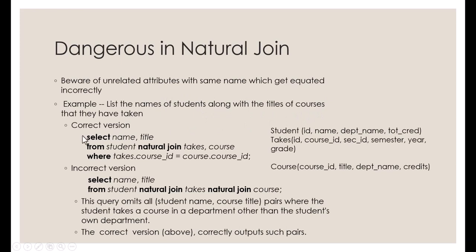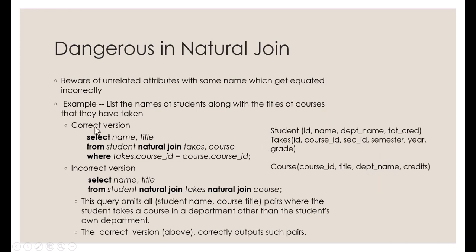So here we're looking for the list of names of students along with the title of courses they have taken. So the correct version here, so we're looking at 3 tables here, not 2. We have student, takes, course. So this ID is the ID of the student, and then this course ID is this course ID. They're the same. Okay, we have the department name of the student here, and then this department is the course which it's offered. So if it's CSC 5720, then this will be computer science department.